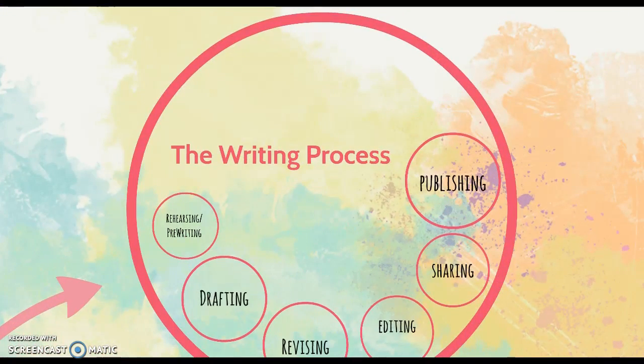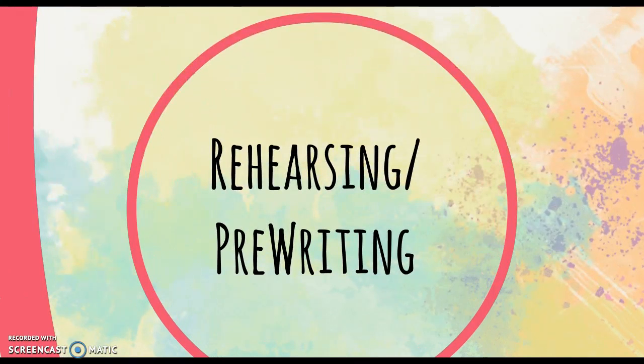Next, we have the writing process. The first stage in this is rehearsing or pre-writing. Rehearsing and pre-writing is the first step of the writing process, and the beginning of the writing process is generating ideas to write about. The brainstorming can be clustering, mapping, listing, timelines, or responses to literature.